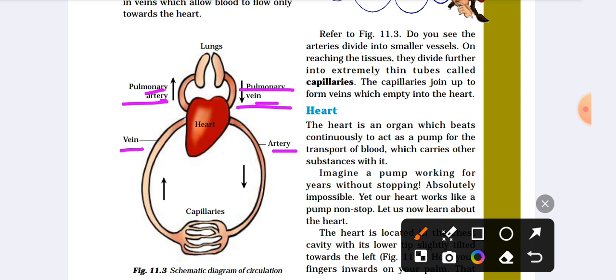This is just because an artery runs from the heart to the other parts of the body. Same is with the pulmonary artery. It runs from the heart to the lungs. And the same is with the vein. It runs all the way from the body to the heart. And the pulmonary vein carries the blood from the lungs to the heart.